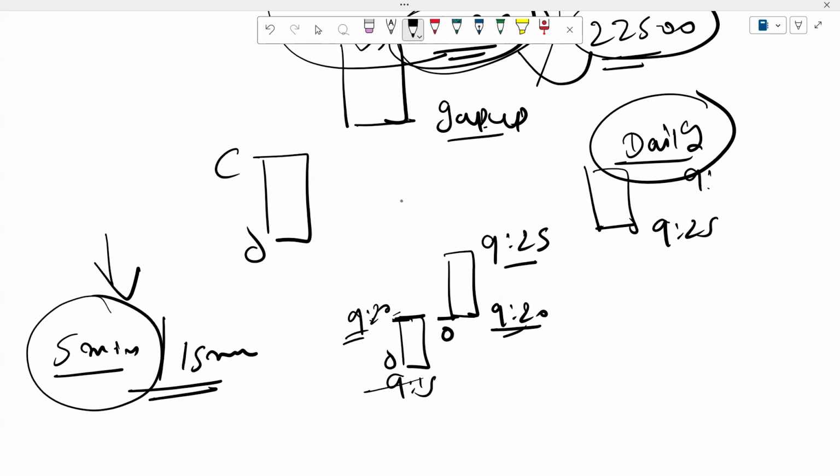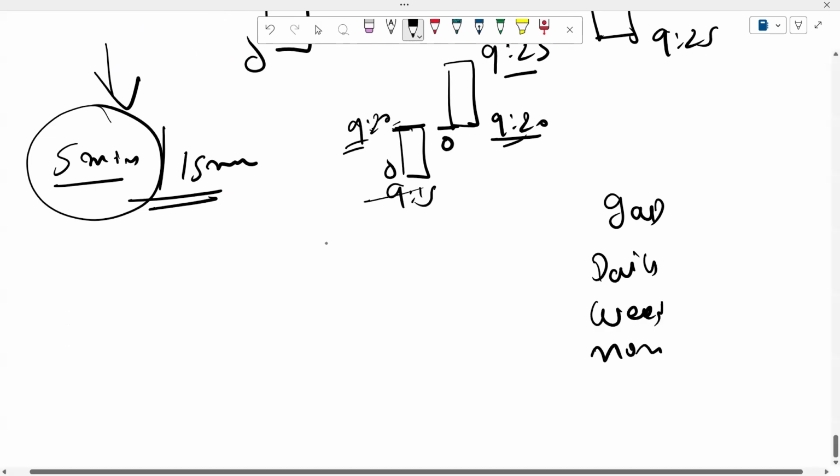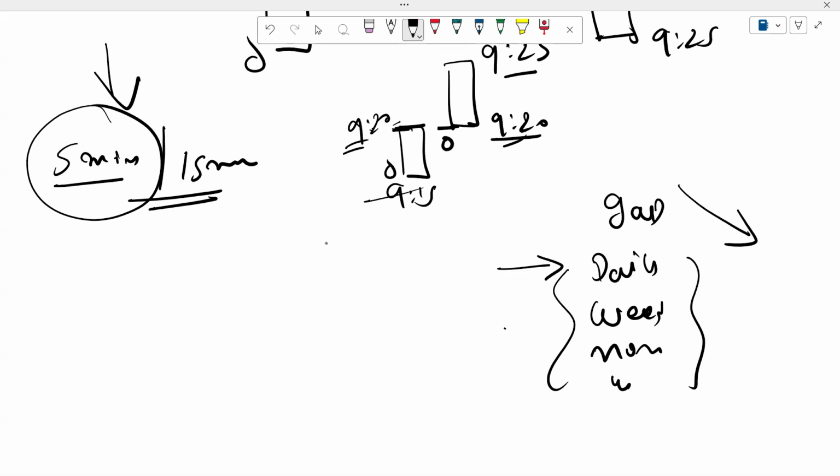You will generally find gaps in the market on the daily, weekly, monthly, and yearly time frames. These are the time frames where you will find gaps in the market. Okay, and which gap will be bigger? Daily gap will be bigger, or weekly, or monthly?